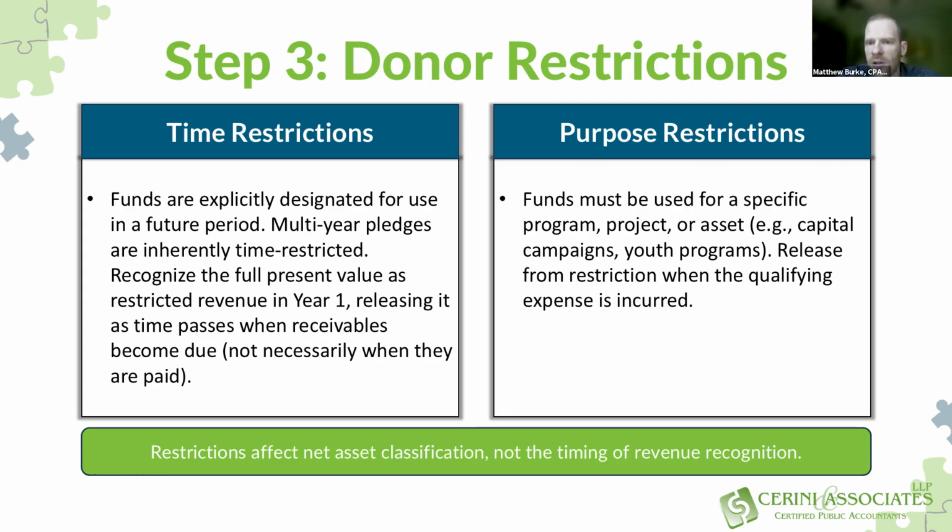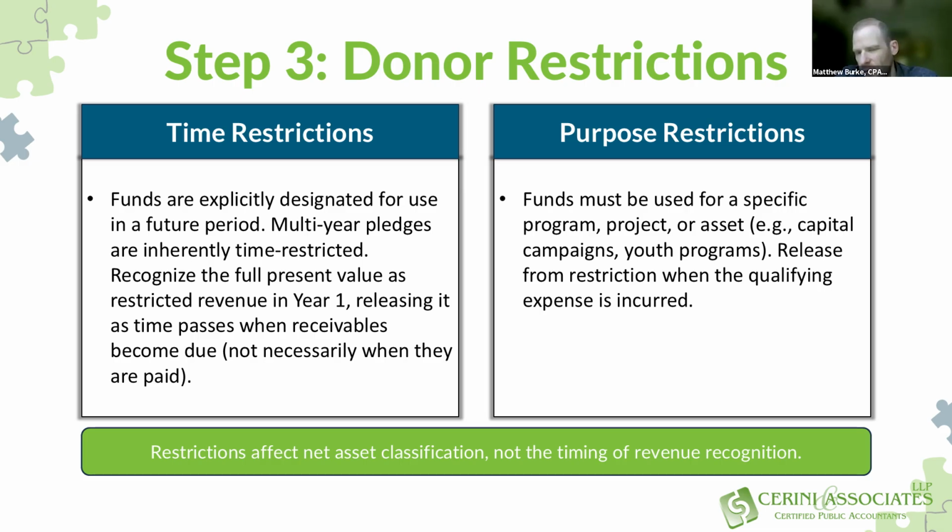Collectability is a whole separate issue that we'll talk about in a couple of slides from now. Purpose restrictions are typically for programmatic reasons or something else. Basically, a donor may tell you that you have these funds now, but they have to be used for a specific reason, a program, project, capital campaign, assets, things like that. And releases from restriction to without donor restrictions occur when the qualifying expenses are incurred.